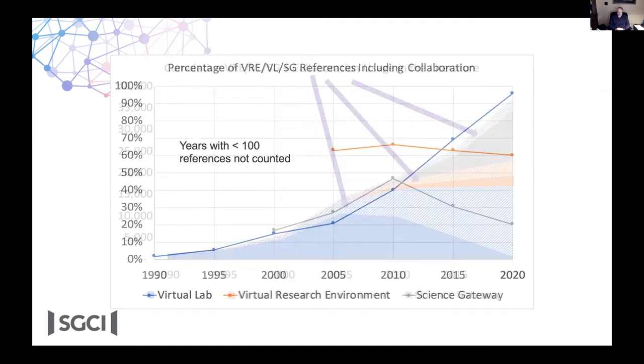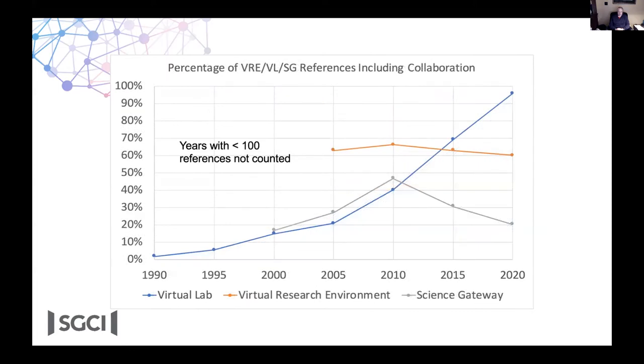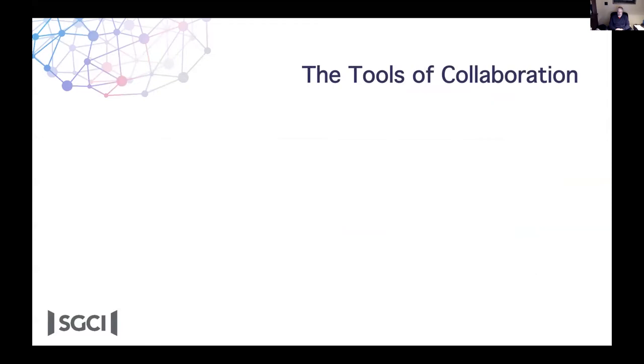If we actually look at this as a plot of percentage, we see nearly 100% of virtual lab publications these days are talking about collaboration, pretty steady on VREs, and science gateways actually declining over the past 10 years in terms of the use of collaboration. So there are some differences, right? And I don't know exactly what those are. I didn't read all of these papers, but definitely there are differences. And I'll talk about why I think that is in some cases.